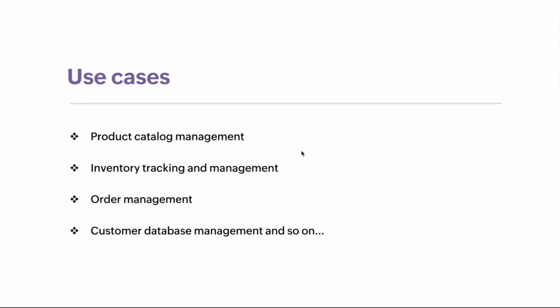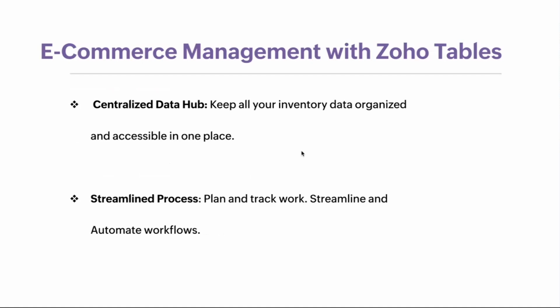So there are two things that can be achieved with a product like Zoho Tables. One is you can streamline and automate all of your processes. And the second thing is you can actually organize all of your work data in this simple tool, right? So we will talk about the e-commerce use cases in this session. We will show how Zoho Tables can be used for the following use cases, right?